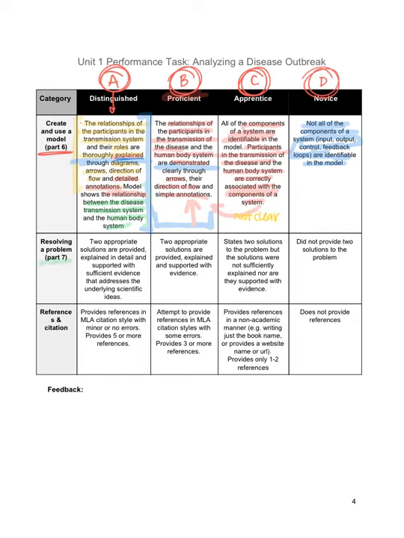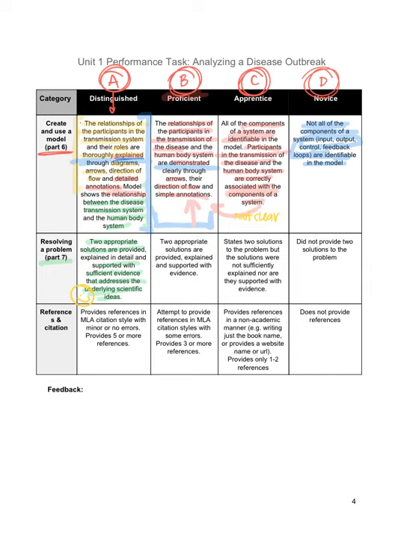Now, for number 7, we're also grading number 7, okay? When you're resolving a problem, two appropriate solutions are provided to get an A. They're explained in detail and supported with sufficient evidence that addresses the underlying ideas. Okay, so you've got a claim, evidence, and reasoning, which are all good. You've shown claim, evidence, and reasoning, three pieces of evidence for your two solutions.